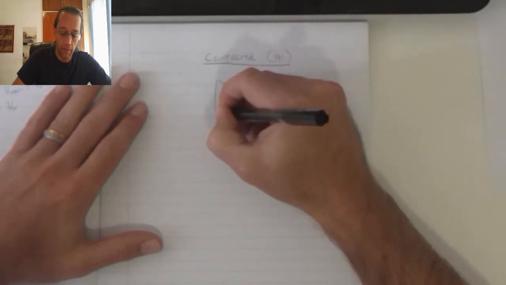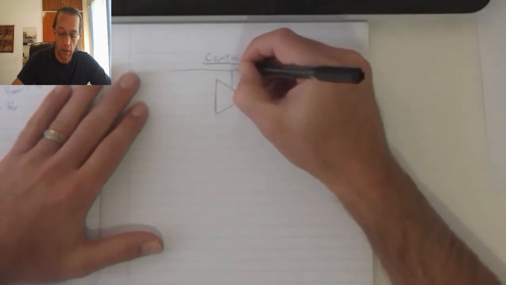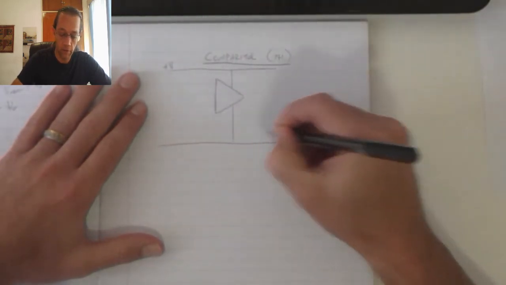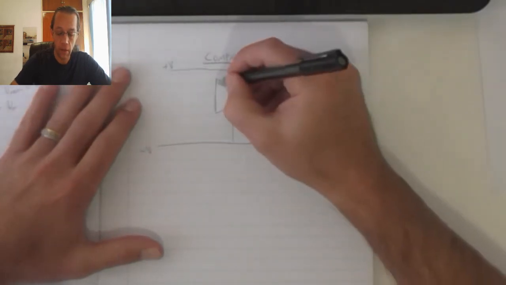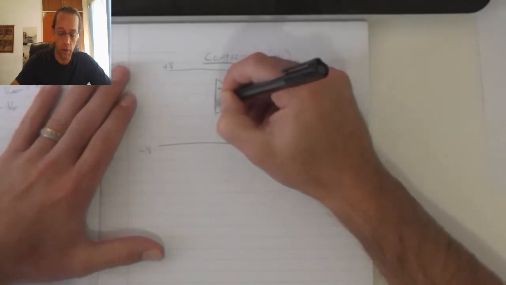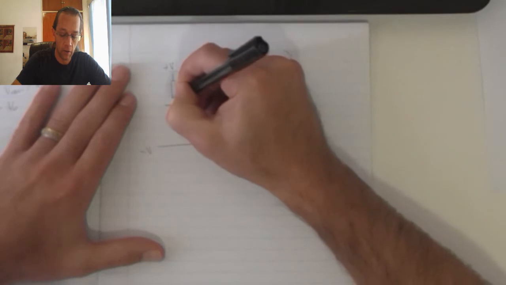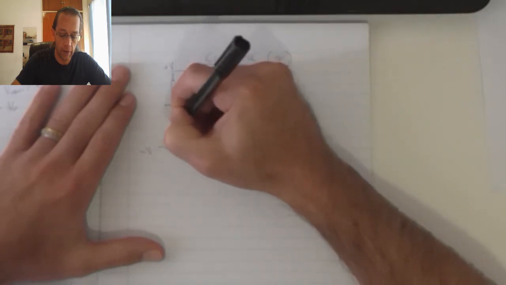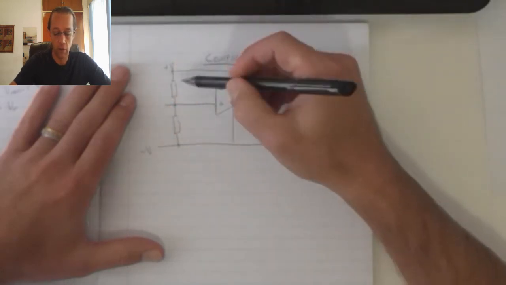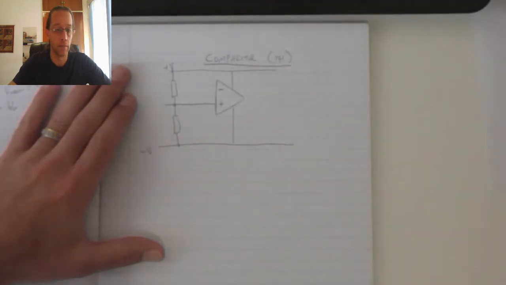Circuit diagram. That's my positive supply volt. There I've got my negative supply volt. And then my inverting and my non-inverting inputs are going to connect to a voltage divider circuit. This voltage divider circuit is going to divide my supply voltage into two sections.